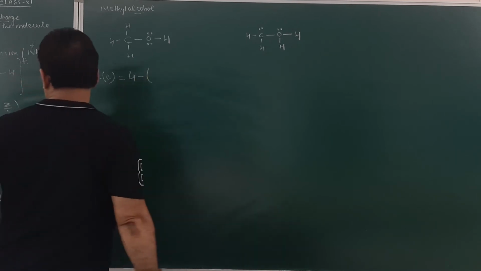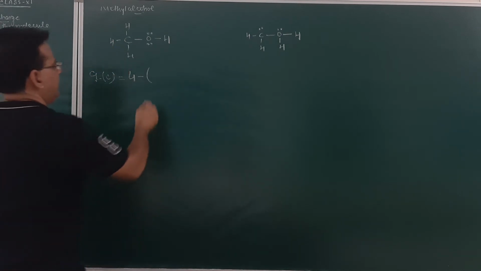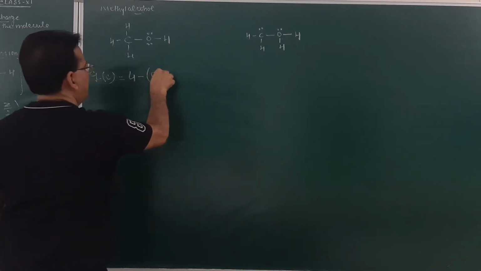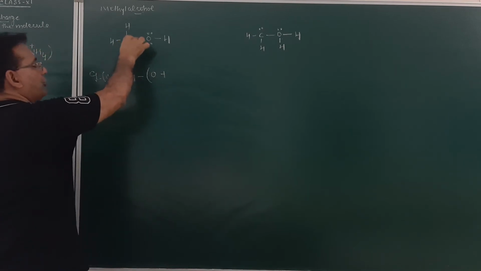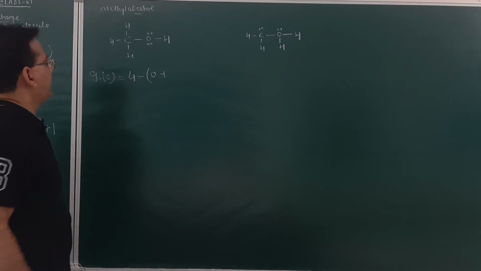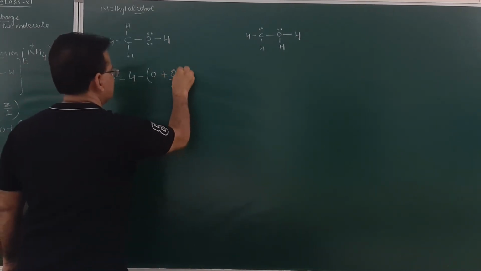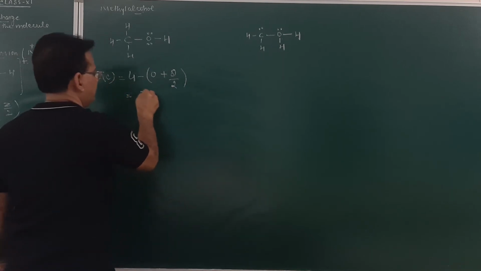Minus. How many unshared electrons are present on the carbon over here? 0. All are bonded electrons over here. Now, how many bonds is carbon forming? 1, 2, 3, 4. Yes or not? So, the number of electrons will be 8 divided by 2, and this will come to be equal to 0.